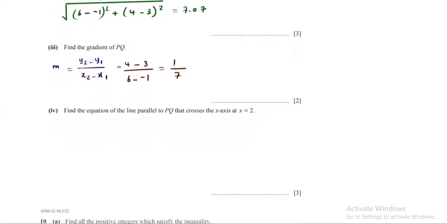Then the next one that we have is to find the equation of the line parallel to PQ that crosses the x-axis at x is equal to 2. You need to find the equation of the line that is parallel to PQ and crosses the x-axis at 2. Now, when we see the term parallel, we did discuss that if a line is parallel to a given line, then the gradient will be the same, which means the first part of the equation will be y is equal to 1 over 7 x, because the gradient will be the same, 1 over 7, as PQ.